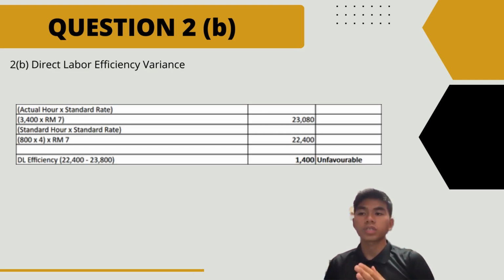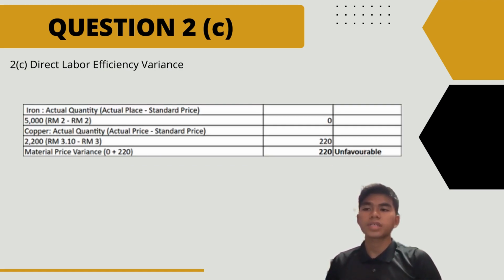So we move to the question 2B, direct labor efficiency variance. We calculate by actual hour times standard rate, 3,400 times 7 ringgit. We got 23,800 ringgit, and we calculate standard hour times standard rate, which is 800 times 4 times 7 ringgit. We got 22,400 ringgit. So we minus 22,400 ringgit by 23,800 ringgit. We got 1,400, which is unfavorable. This is because actual hour is higher than standard hour.